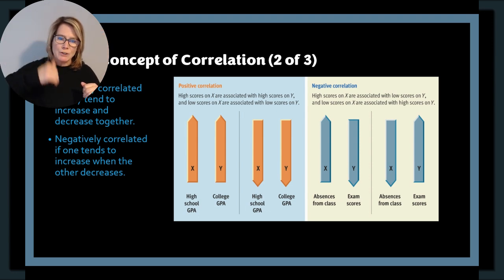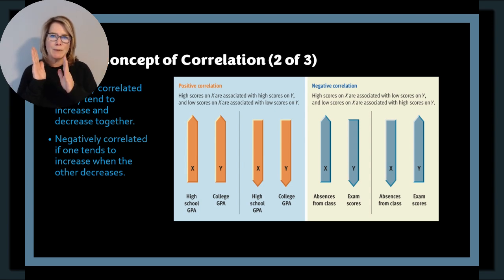High school GPA and college GPA can go down together. So as high school GPA goes down, college GPA goes down. As high school GPA goes up, college GPA goes up. So those are positive correlations. Whether they're going up or down doesn't matter. It's that they're going in the same direction. I mean, it does matter for GPA, but for the purpose of identifying whether it's a positive or negative correlation, it doesn't.